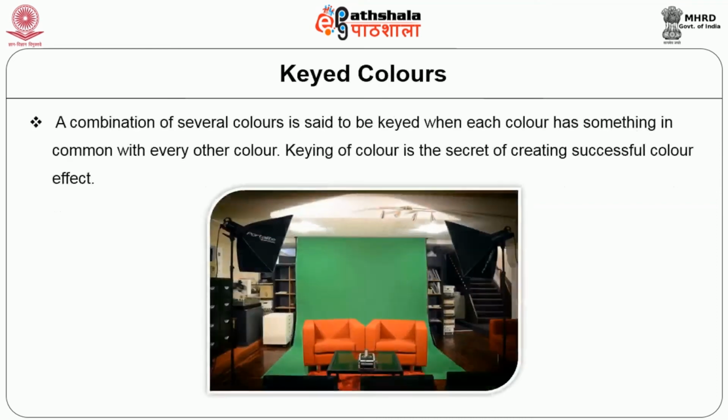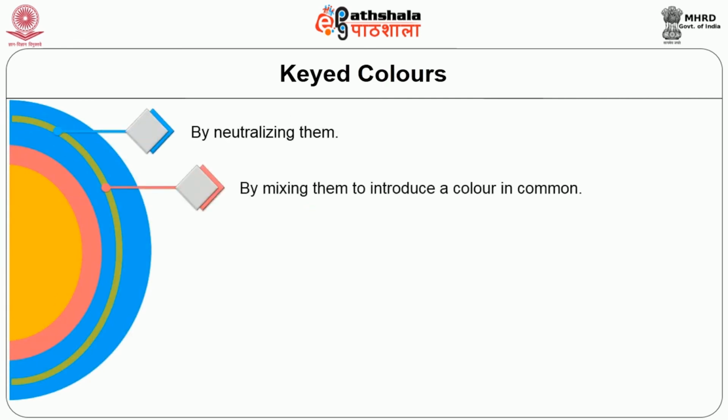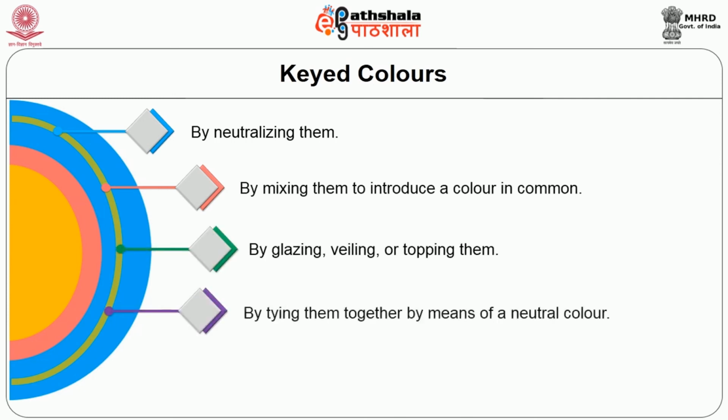Keyed colors. A combination of several colors is said to be keyed when each color has something in common with every other color. Keying of color is the secret of creating successful color effect. Colors may be keyed to each other in the following ways: by neutralizing them, by mixing them to introduce a color in common, by glazing, veiling or topping them, by tying them together by means of a neutral color, or by the use of a rough texture.